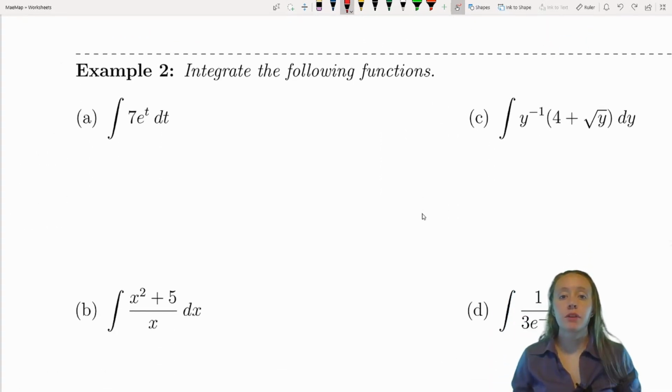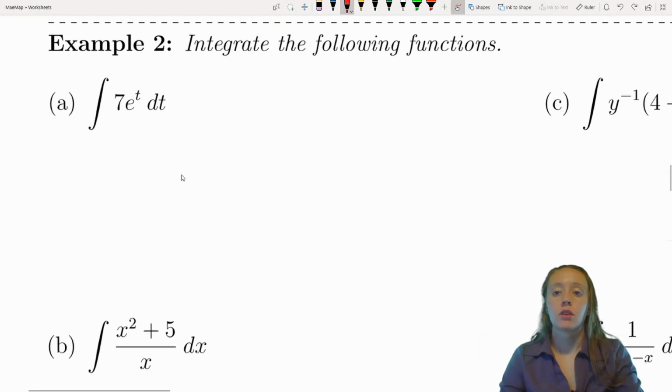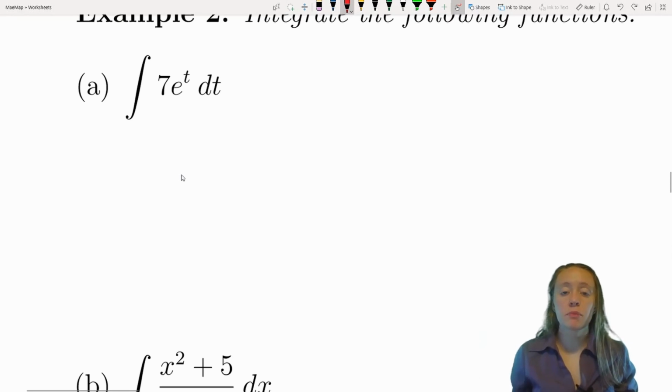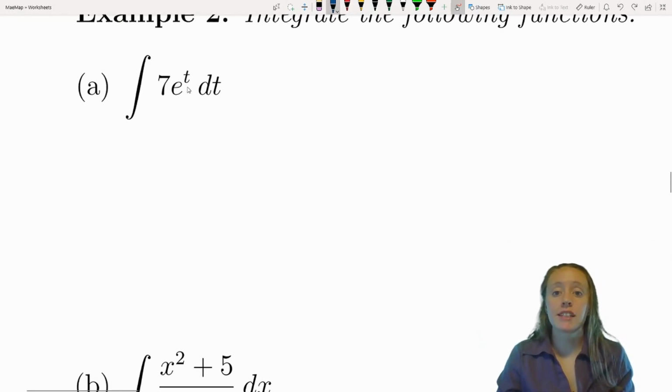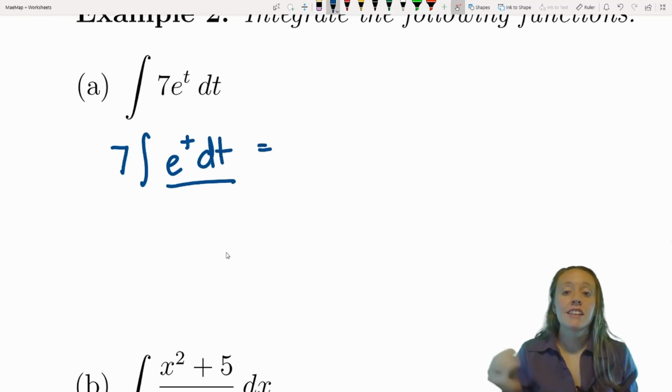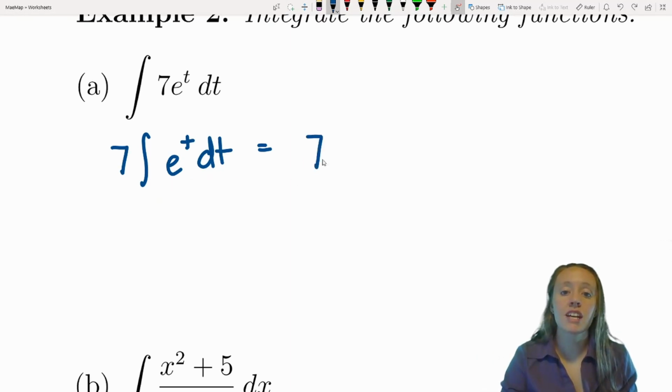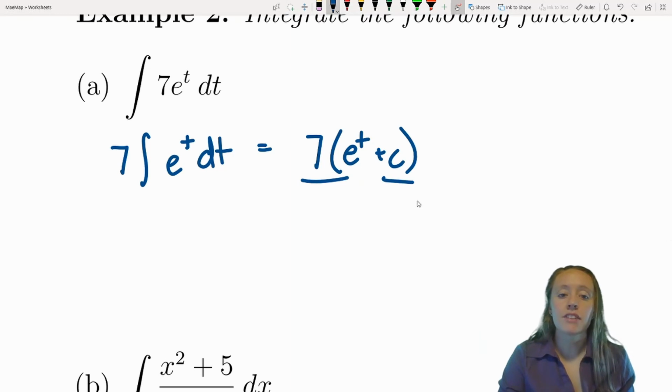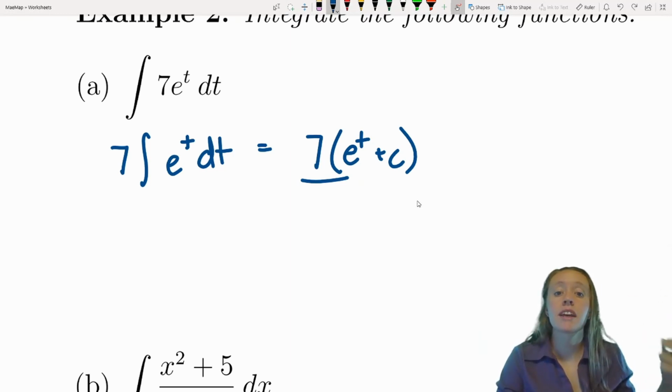We're going to integrate the following functions, starting with a. Well, for a, we're going to use a little bit of the constant multiple rule. We're integrating with respect to t, but I can pull that 7 out in front since 7 is multiplied by everything in my integral. So then I'll just integrate e to the t dt. Remember, e to the t dt when integrated is e to the t plus c. So this is going to be 7 times e to the t plus c, and again, 7 times c is still just some arbitrary constant c, so no need to distribute that through. So this will just be 7e to the t plus c.